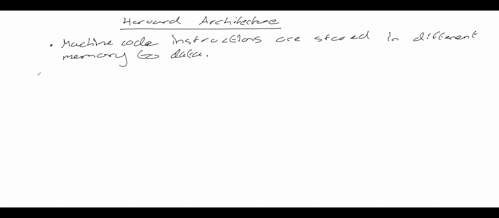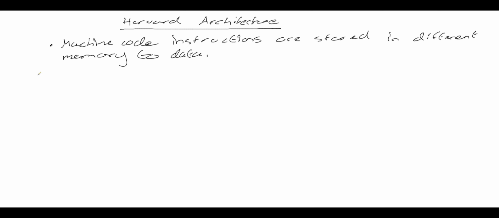So what is Harvard architecture? The key characteristic of Harvard architecture is that instructions are stored in different memory to data. So machine code instructions are stored in different memory to data.